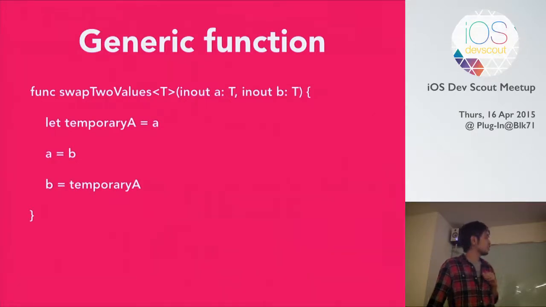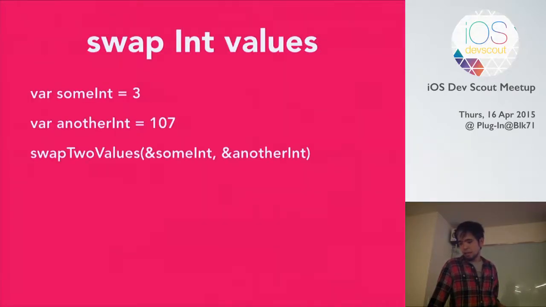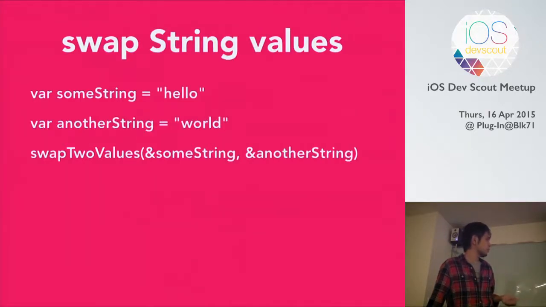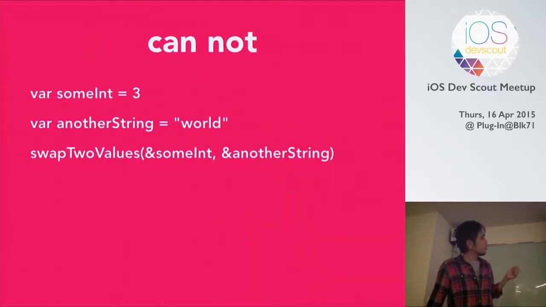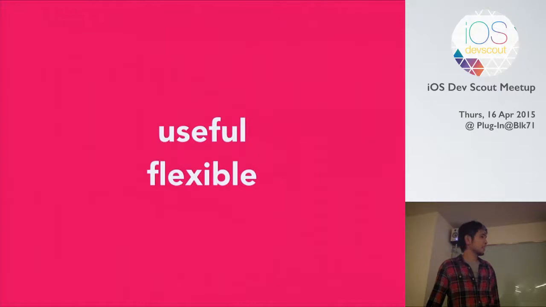So now if you use generics, you can write functions abstractly. And also you don't need to change any code to swap the values. You can just pass two int values, like this. And if you want to swap string values, you can just pass string values without changing anything. As both A and B have to be the same type, you cannot pass an int value and a string value to this function. I think it's useful and flexible, right?